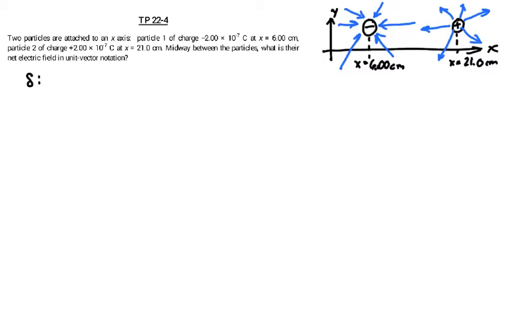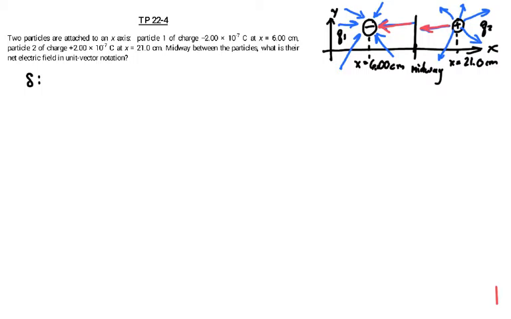Now, we're only concerned about the x direction, and so that tells us that right here at our midway point, we have an electric field due to particle 2 pointing in the negative x direction, and the electric field due to particle 1 is also in the negative x direction. And let's make sure I annotate. This is Q1 and this is Q2.